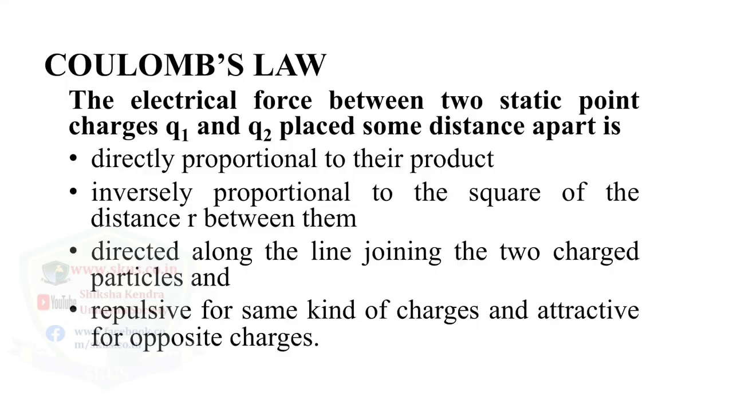Coulomb's law states that the force between two electric charges Q1 and Q2 is directly proportional to the product of the two charges, that is, F is proportional to Q1 Q2. It is inversely proportional to the square of the distance between the two charges. If the distance is r, then F is proportional to 1 upon r squared. It is directed along the line joining the two charges.